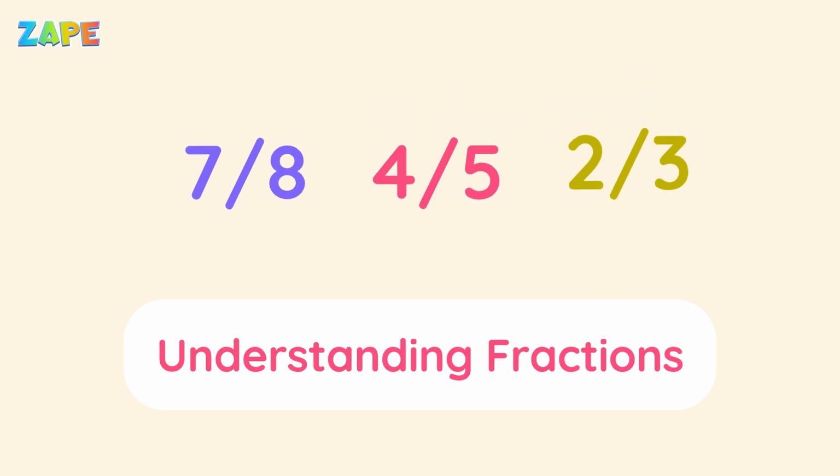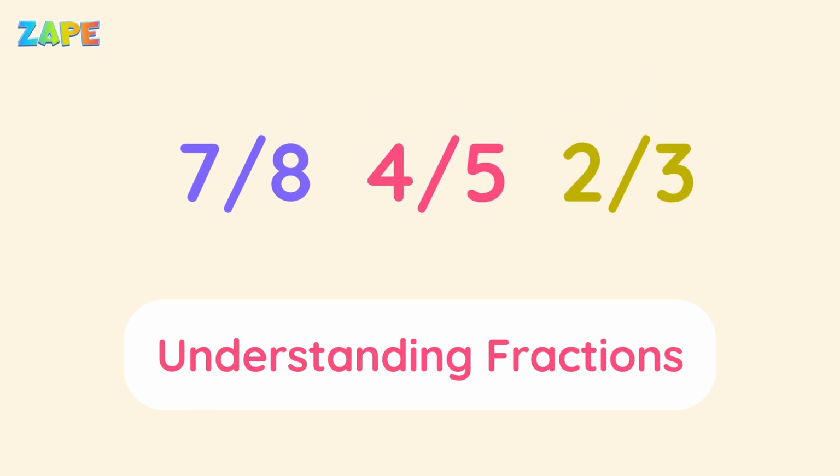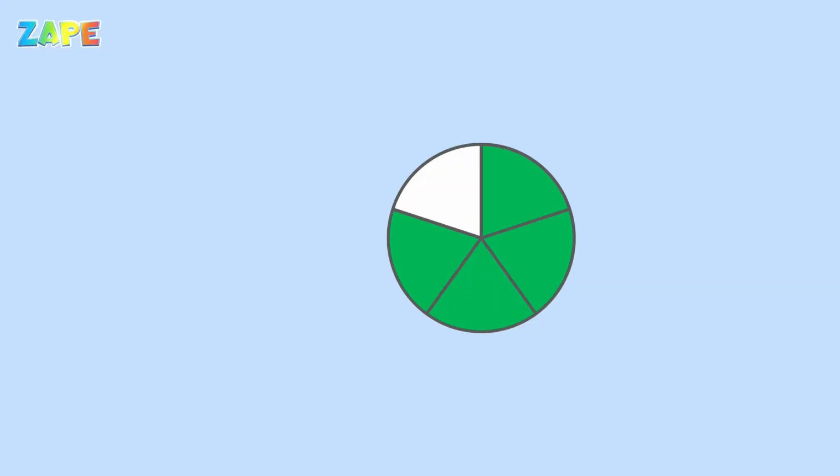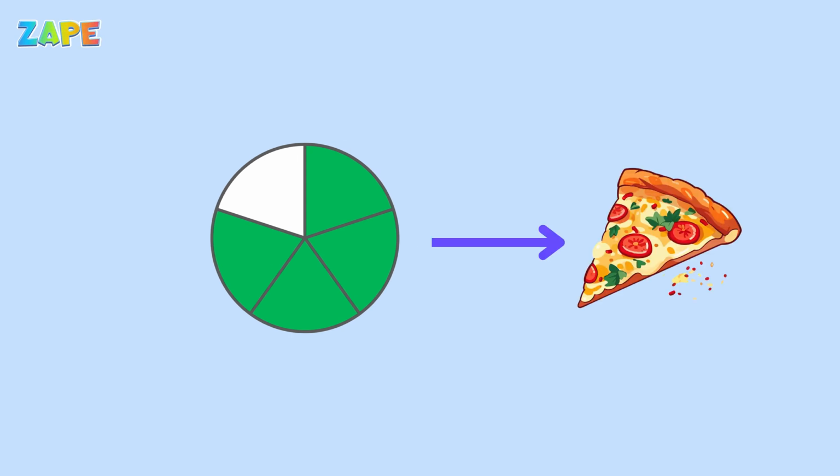Today, we're going to learn something exciting. It's called a fraction. Let's see what it means. Here's a circle. Do you see how it's been split into equal parts? Each part is the same size, just like pizza slices.